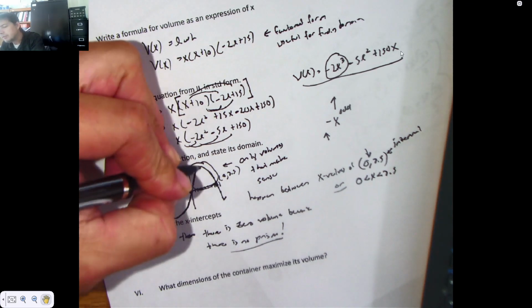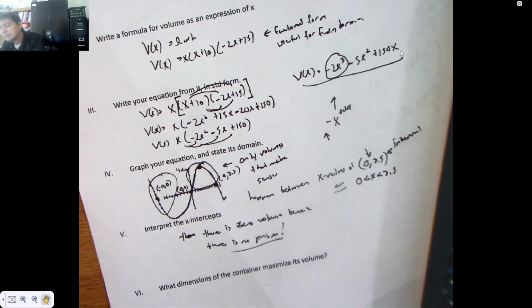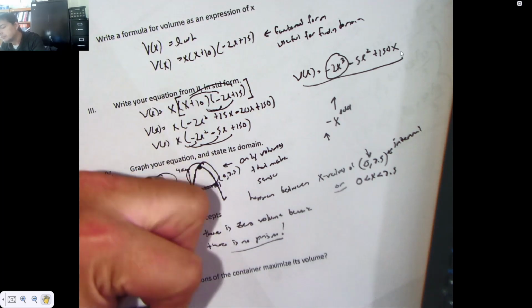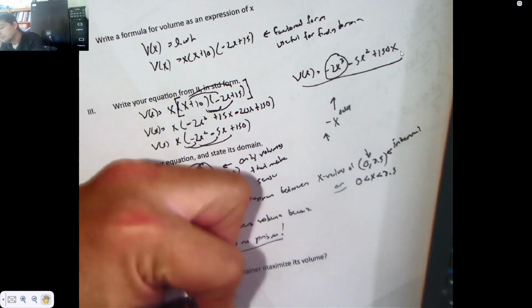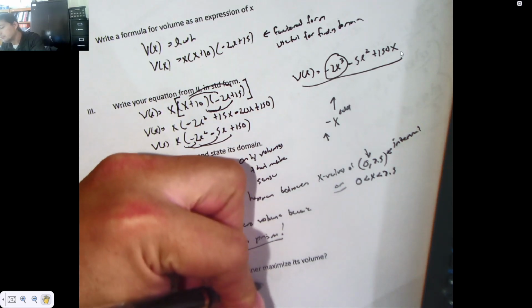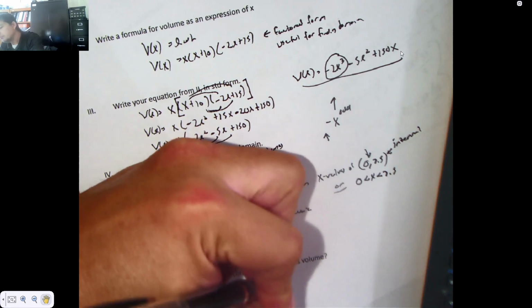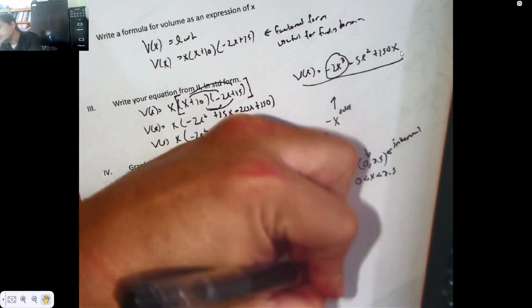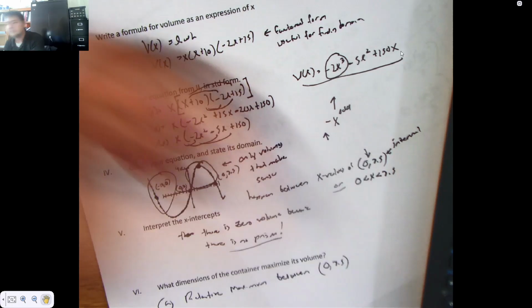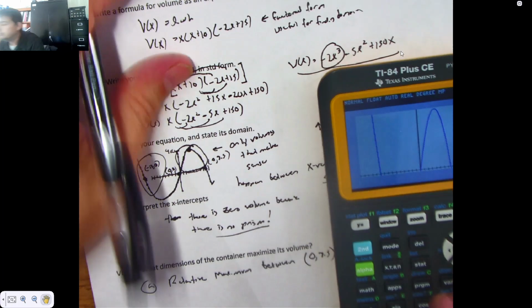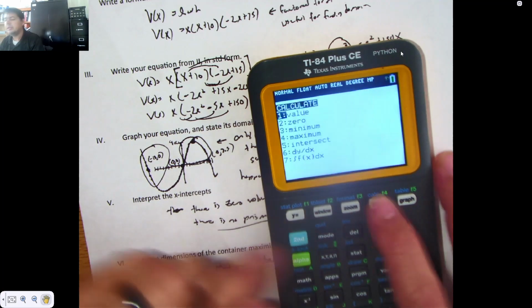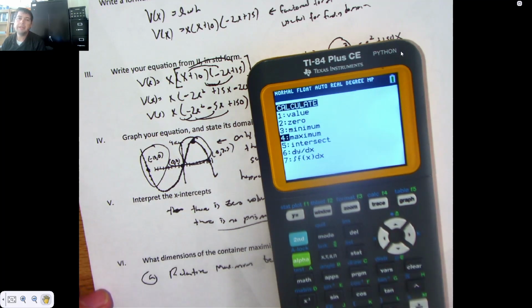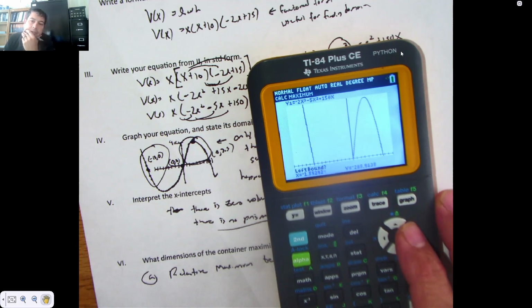That's going to be right up here, at that relative maximum. That is between 0 and 7.5. So I'm going to fire up my TI-84. I'm going to hit second trace, scroll down to 4 for maximum, and I'm just going to look for my cursor.